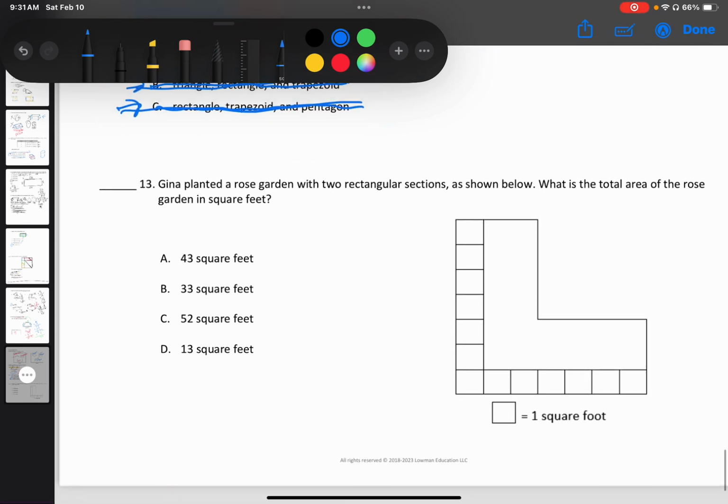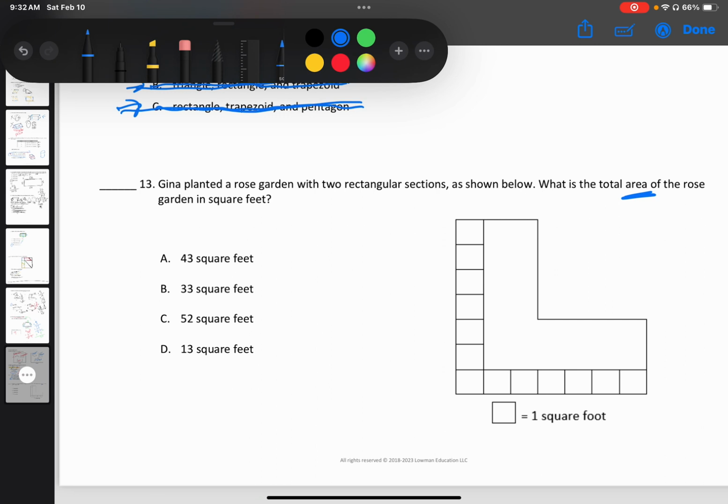Okay, 13. Gina planted a rose garden with 2 rectangular sections as shown below. What is the total area of the rose garden in square feet? So here we're looking for area. Area is the amount of space a shape takes up. We learned area right after learning perimeter, so we've worked on it for a while, but still what happens is I will have kids go label side lengths and add it all up, and they do a wonderful job finding the perimeter of all the shapes. They have to be careful and know that area is the inside of the shape. Okay, there are several ways to solve this. I'm going to show you 2 of them.